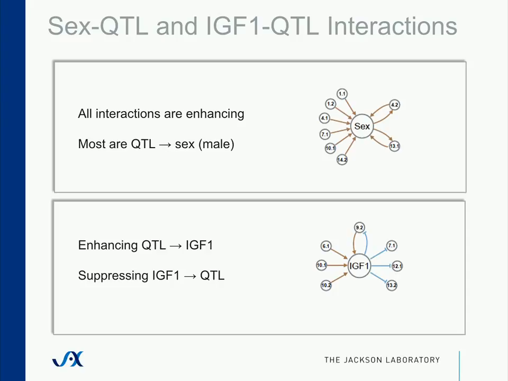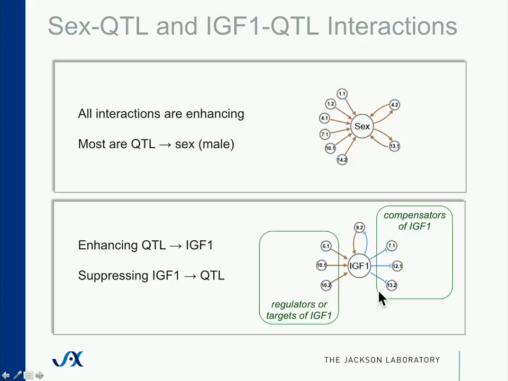For IGF-1, so this again is residual serum IGF-1, it's not the gene itself. We saw a different pattern, but a systematic pattern again, where we saw the enhancing interactions for the most part were QTL enhancing the effect of IGF-1, whereas the suppressive interactions, the negative interactions, were all from IGF-1 on these other QTL. And so our hypothesis is that we're looking at two different sets of genes here underlying these QTL.